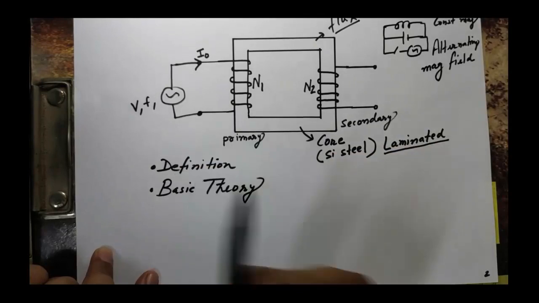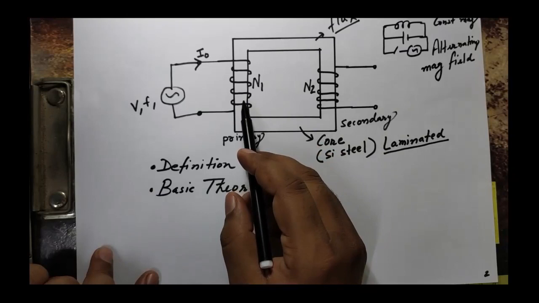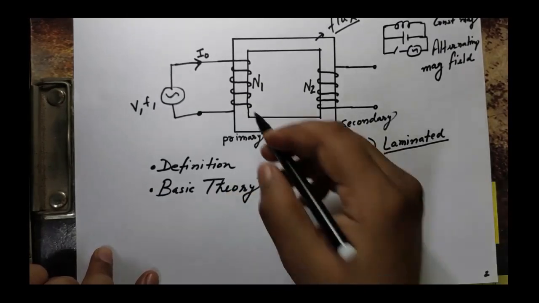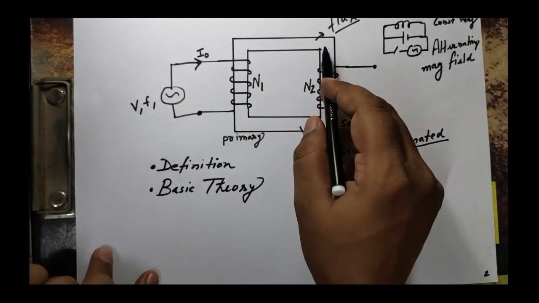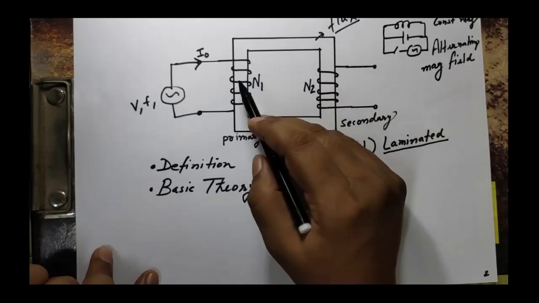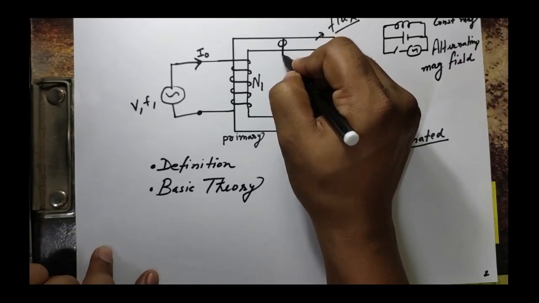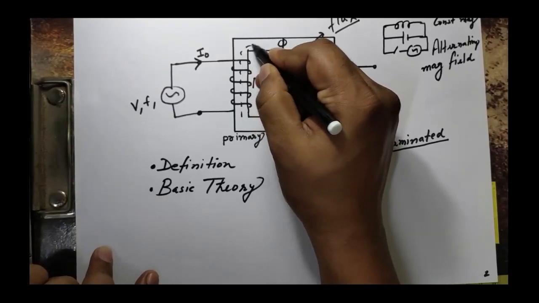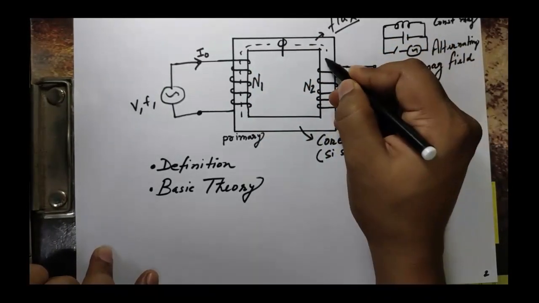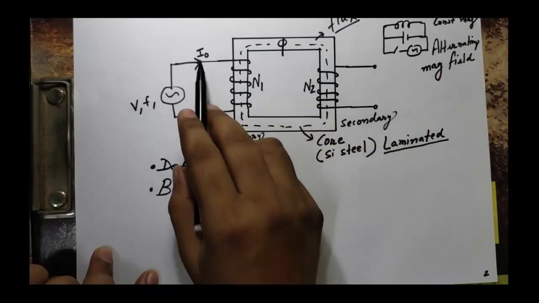Okay, so in our case, since we are giving AC supply to this coil, obviously it will develop an alternating magnetic field or flux. This core will act as the path for this flux, so that flux will be set up in this core itself. Let us say we are denoting it by phi. This flux is being set up in this core, and we know that this flux is due to this I naught.